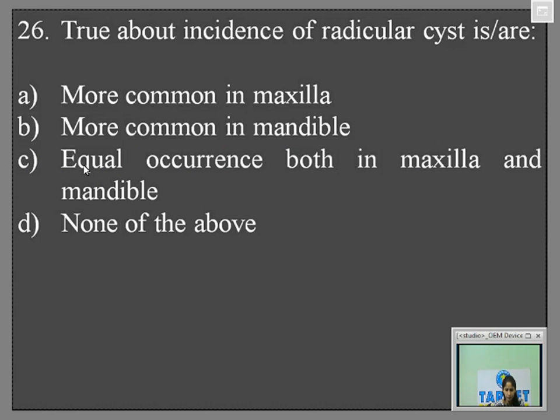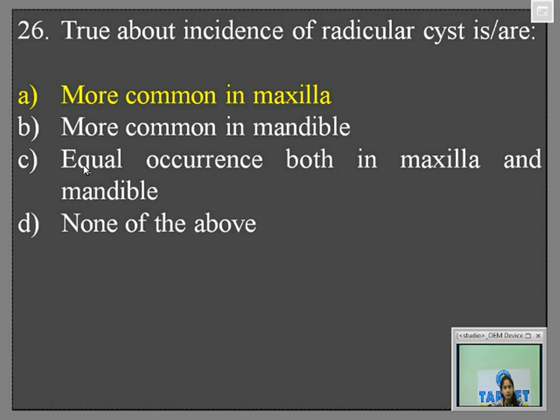Next question. True about incidence of radicular cyst is, or radicular cyst is most commonly present in, more common in the maxilla. Why more common in maxilla? Can anybody tell me? Yes, because maxilla has more cancellous bone, so that is the reason why it will have unhindered spread of infection, and as a result the maxillary bone is more prone, due to cancellous bone.